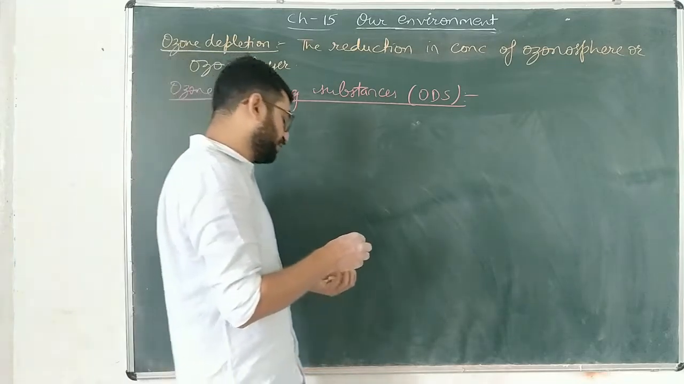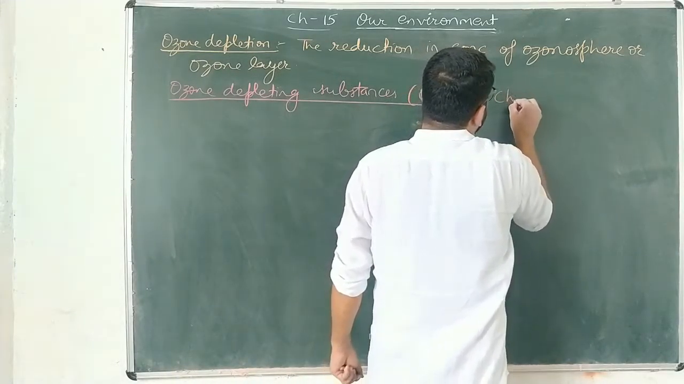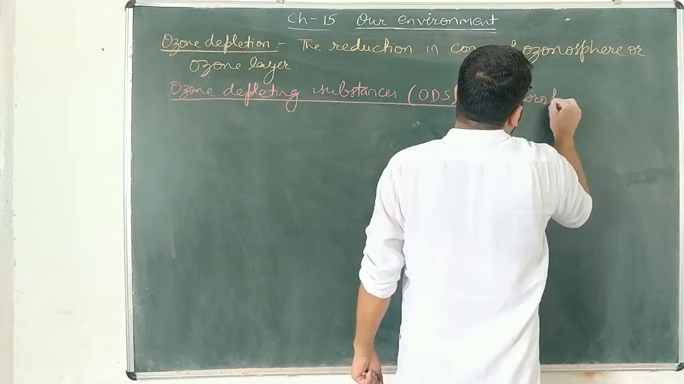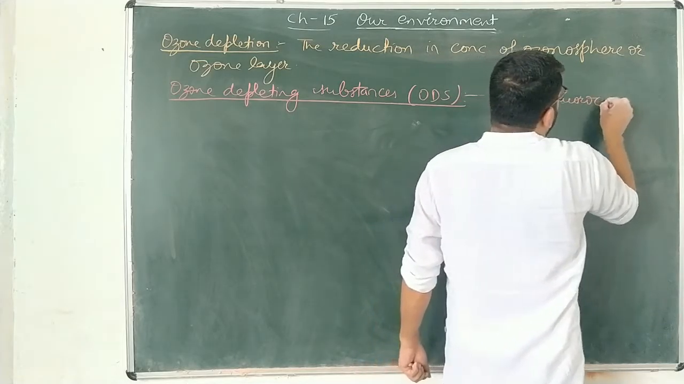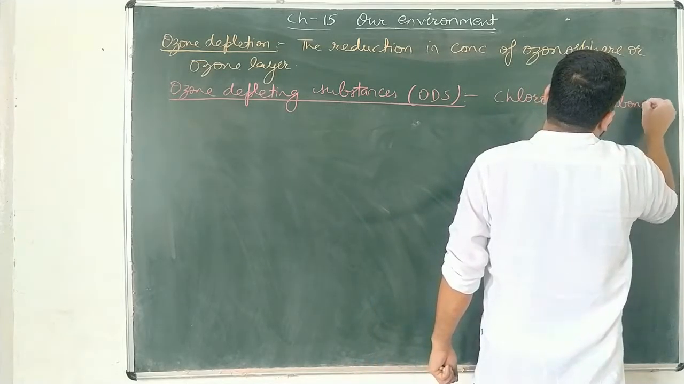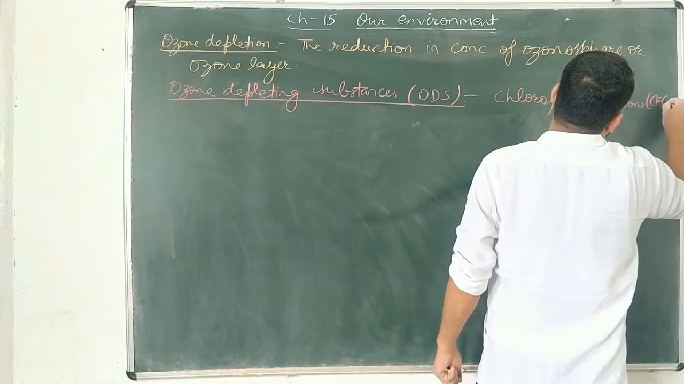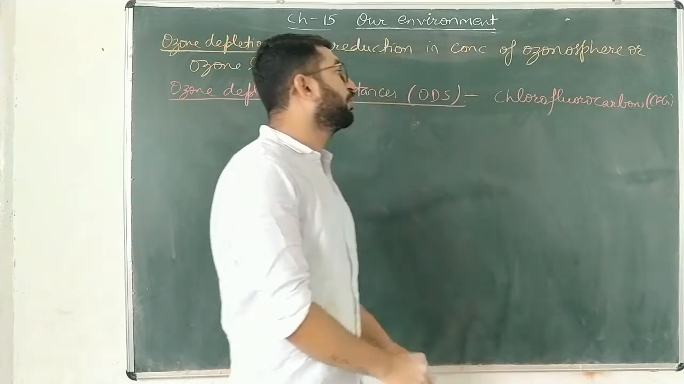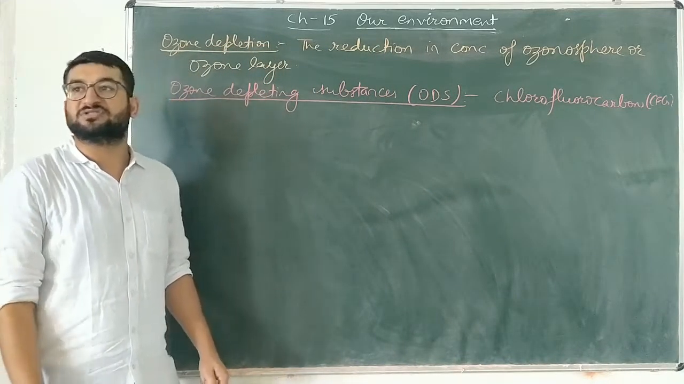And the examples of the ozone depleting substances are, the first one is chlorofluorocarbons, abbreviated as CFCs.